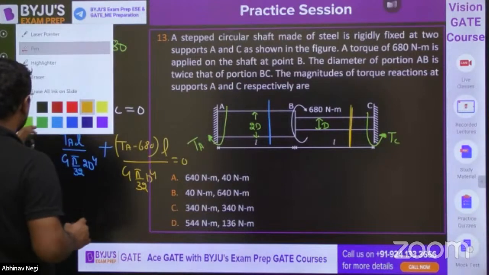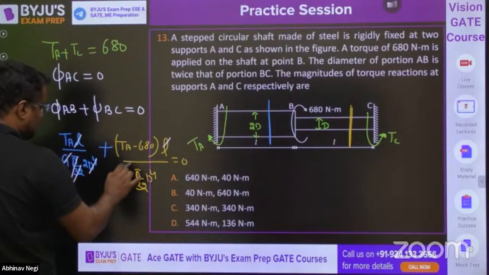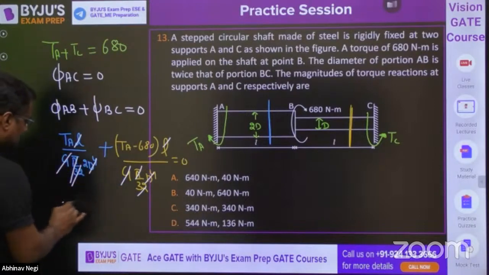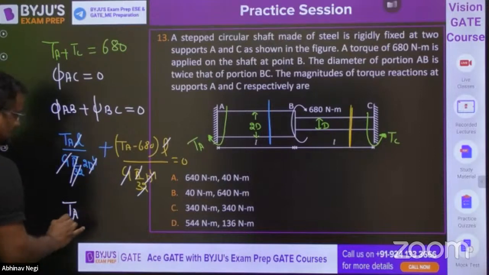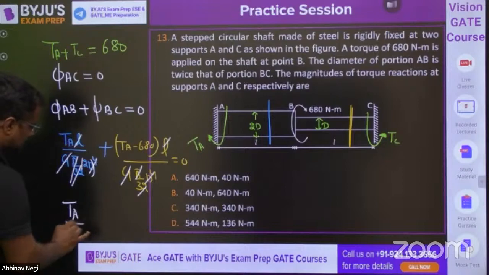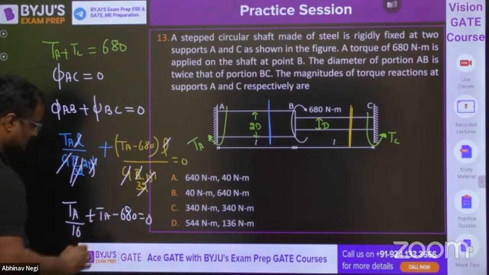is equal to 0. Now from here, guys, L cancels, G cancels, pi cancels, 32 cancels, D to the power 4 cancels. So TA by 16 will be coming, with 2D whole to the power 4. TA by 16, my photo is coming, brother, plus TA minus 680 is equal to 0.